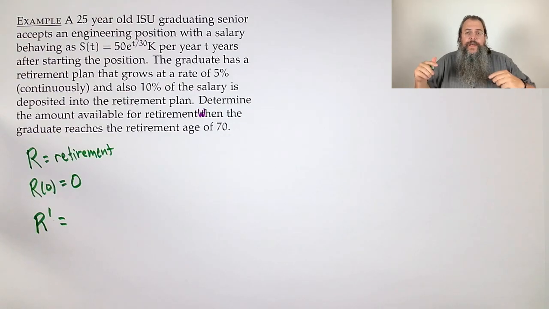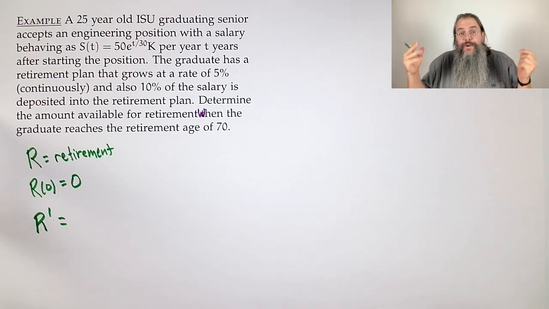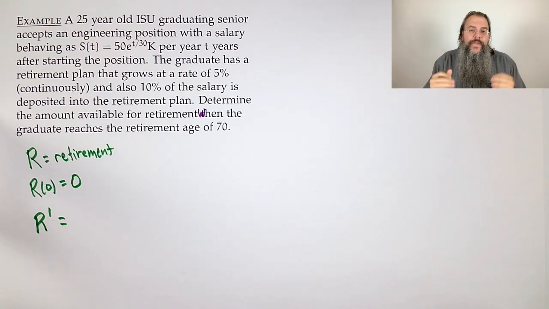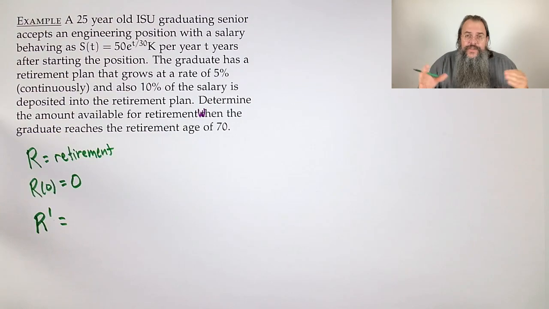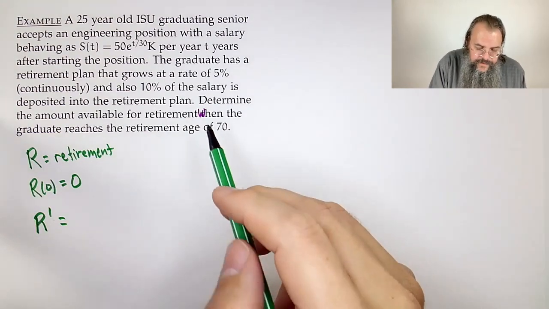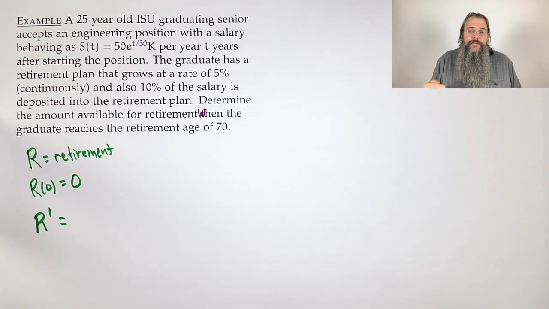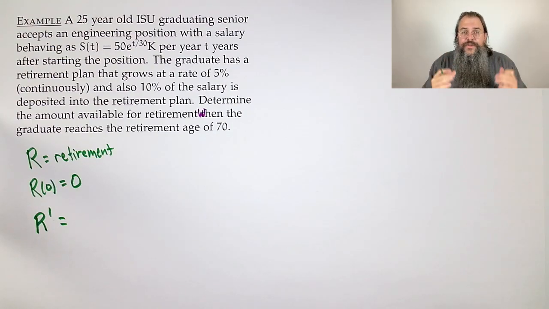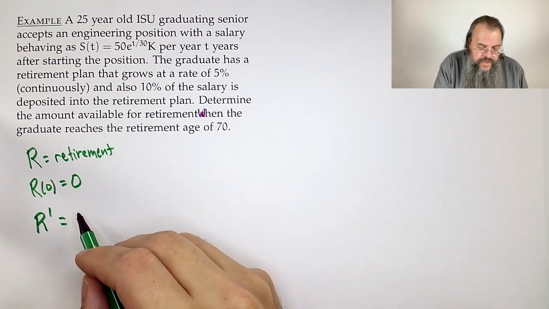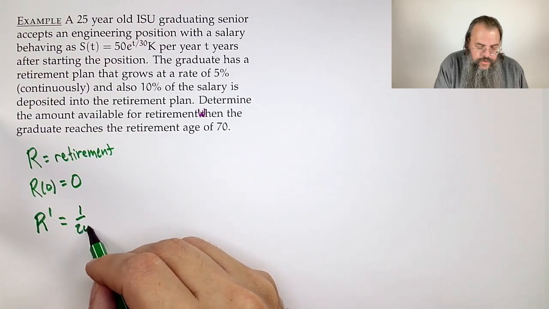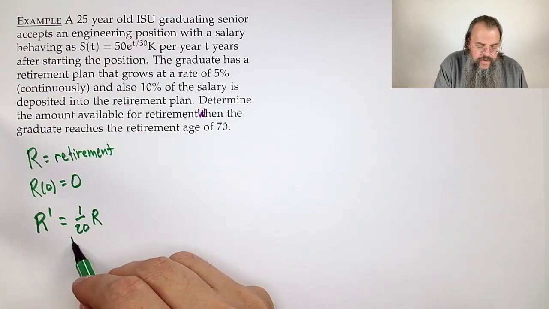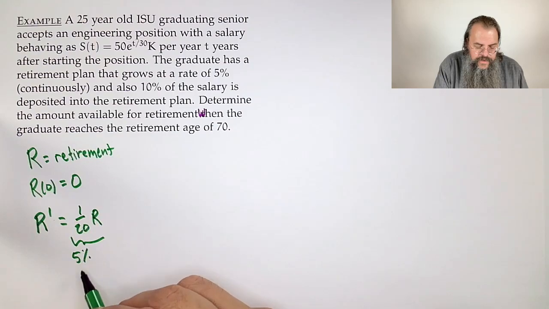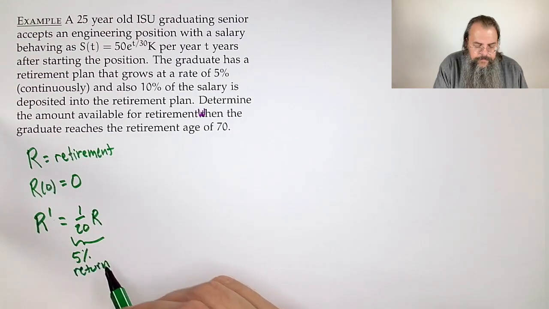In this case, the retirement actually has two things happening, and they're both good things. They're both going up. One thing that's happening is this natural rate of growth of 5%. That means that however much money you have in your retirement plan, 5% naturally just comes back to you as additional new retirement. So 5%, also known as 1/20th. This is your 5% return that's happening here.